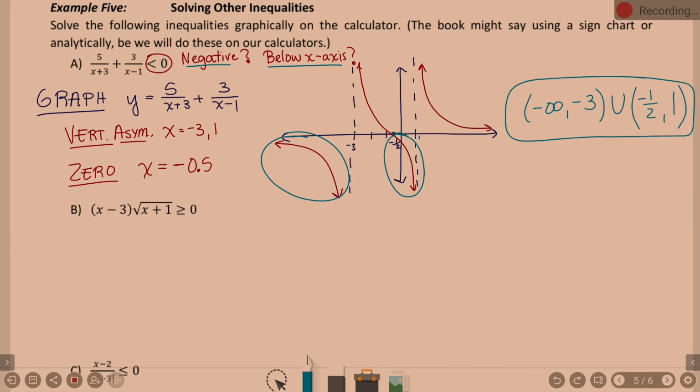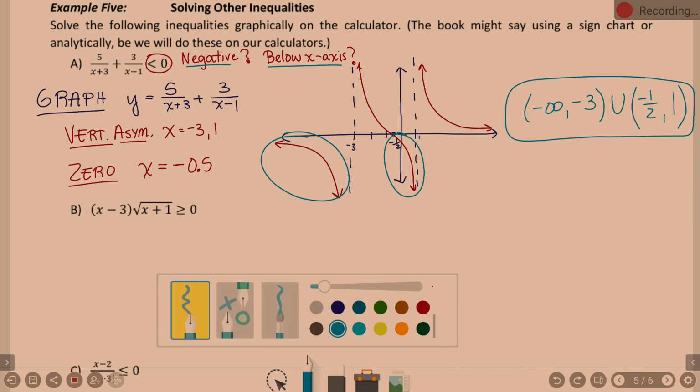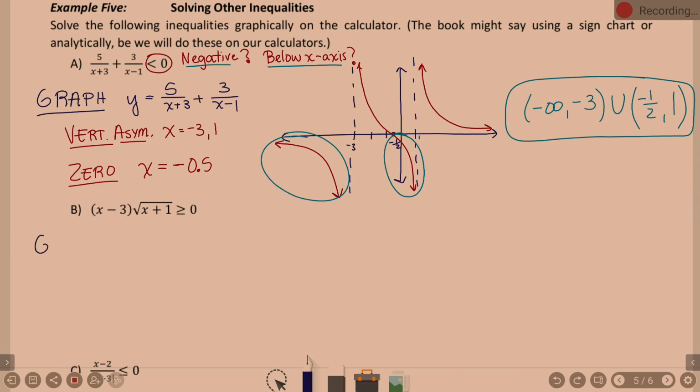Okay. I'm quickly running out of time, but let's at least look at B real quick. There's an important help here that I want you to realize, okay? You guys know what you're going to graph when you go to graph this, right? You're going to graph y equals parentheses x minus 3 and square root x plus 1.